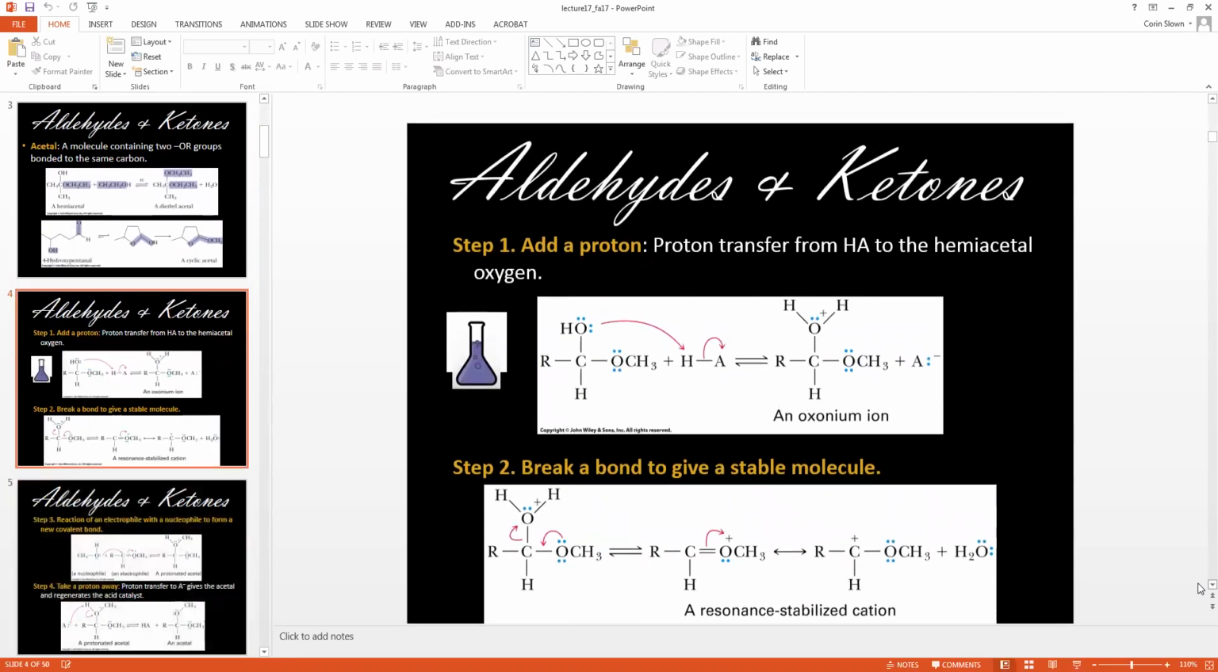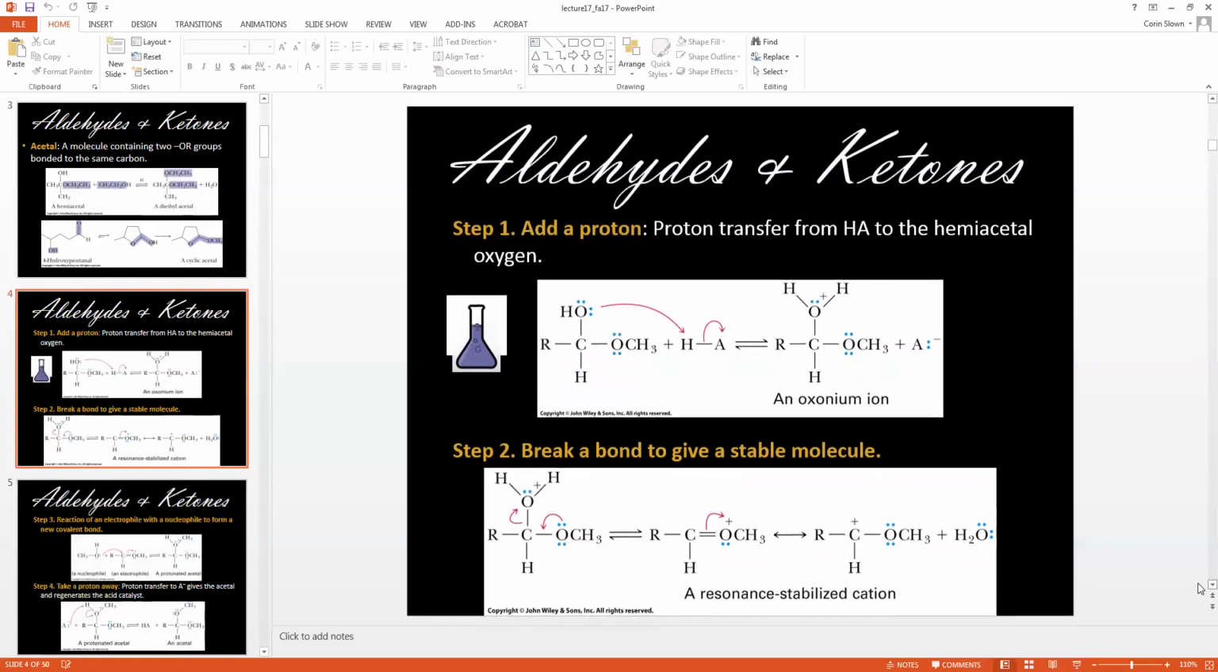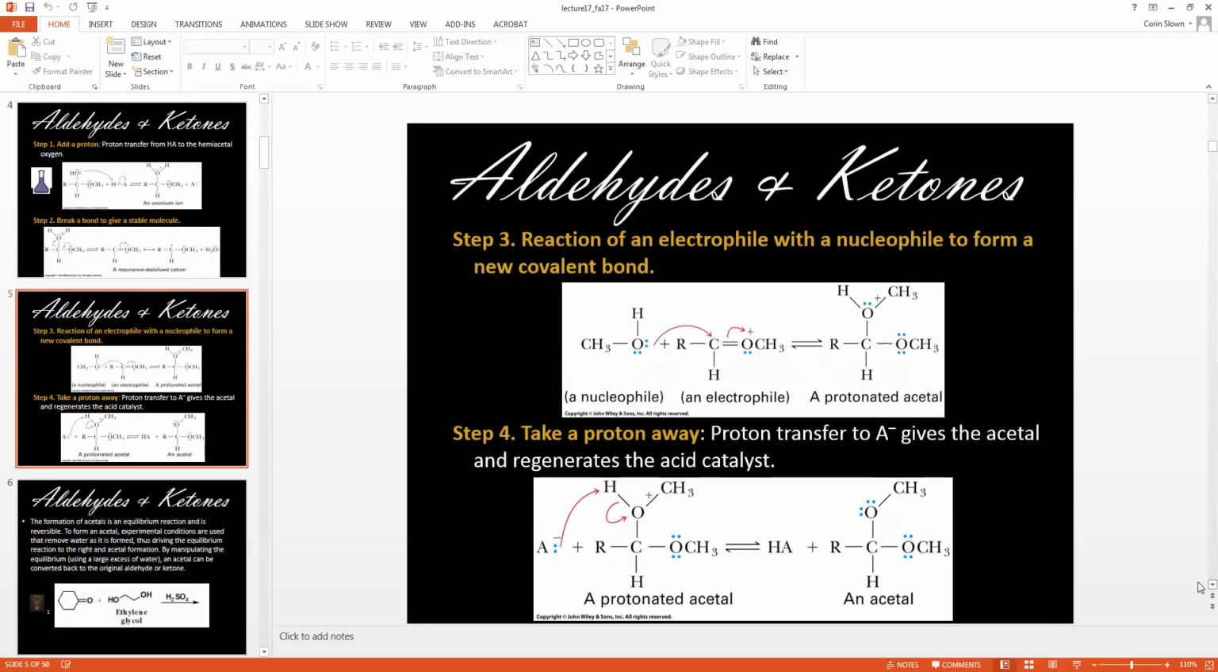So the first step is to add a proton. That proton is transferred from HA to the hemiacetal oxygen. Step 2 is to break a bond to give a stable molecule. And so remember, part of breaking bonds involves, can I form resonance stabilized cations? That's something that we've looked at before, specifically around SN1. The next step is the reaction of an electrophile with a nucleophile to form a new covalent bond. Finally, step 4 is to take a proton away. This is where proton transfer to A- gives the acetal and regenerates the acid catalyst.